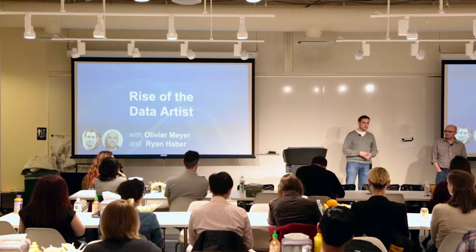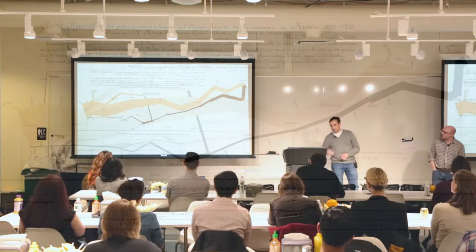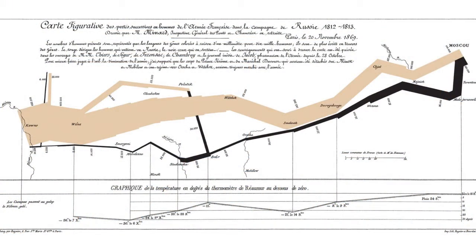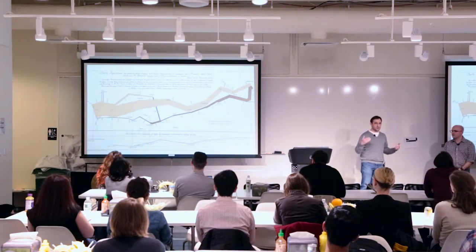So I thought before I get into the meat of the presentation with Ryan, we could go back in time for a little bit, maybe 150 years back to 1869, and meet maybe what was the first data artist, or at least one of the first data artists, and that's Charles Menard. Charles created a visualization that Edward Tufte has referred to as one of the best examples of a statistical visualization. And this visualization captures Napoleon's march on Moscow.